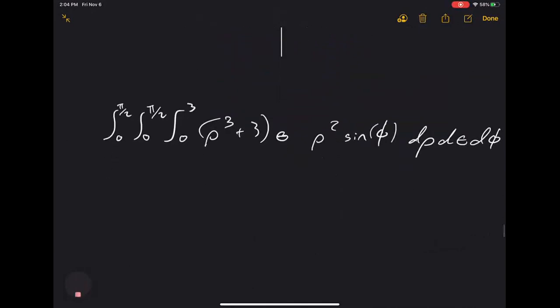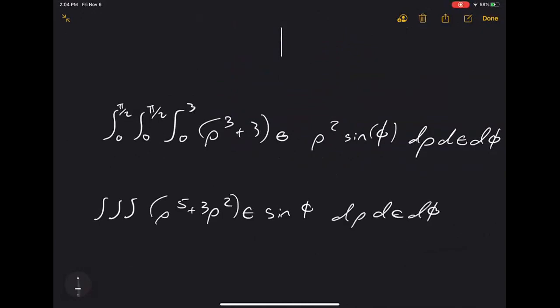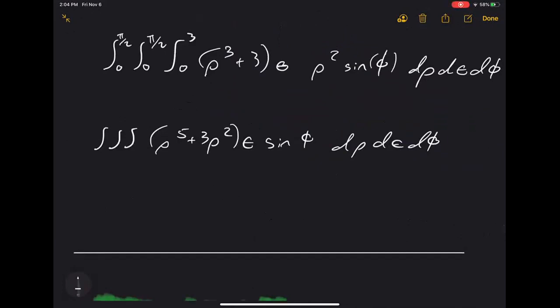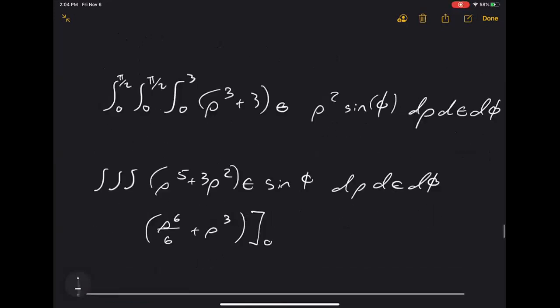I'm going to combine these terms, integrating in terms of rho first. So I have rho to the 5th plus 3 rho squared, times theta sine phi, d rho d theta d phi. Integrating in terms of rho, I get rho to the 6th over 6 plus rho cubed, from 0 to 3.